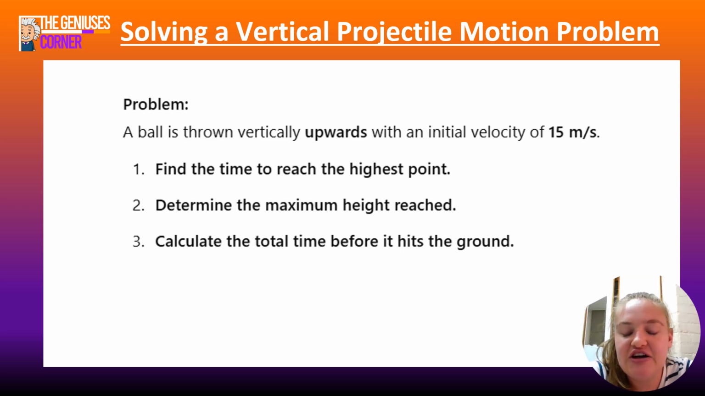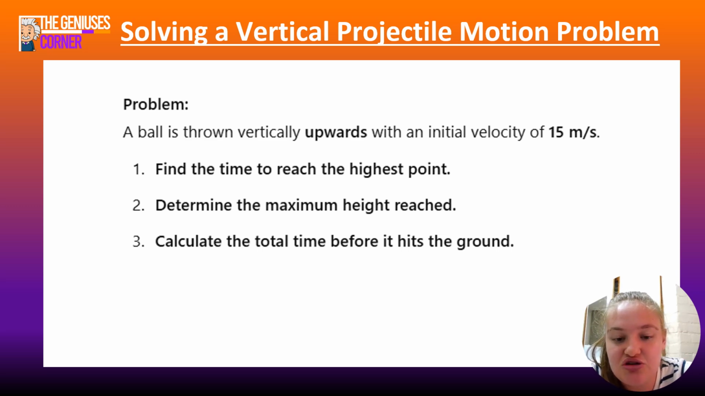So we are quickly going to look at a problem. A ball is thrown vertically upwards with an initial velocity of 15 meters per second. So what do we know? We know that the initial velocity is 15 meters per second. But what else do we know from the theory we just did? We know acceleration is minus 9.8 meters per second squared, and we also know that at maximum height, the final velocity will be 0. So let's get into the first question.